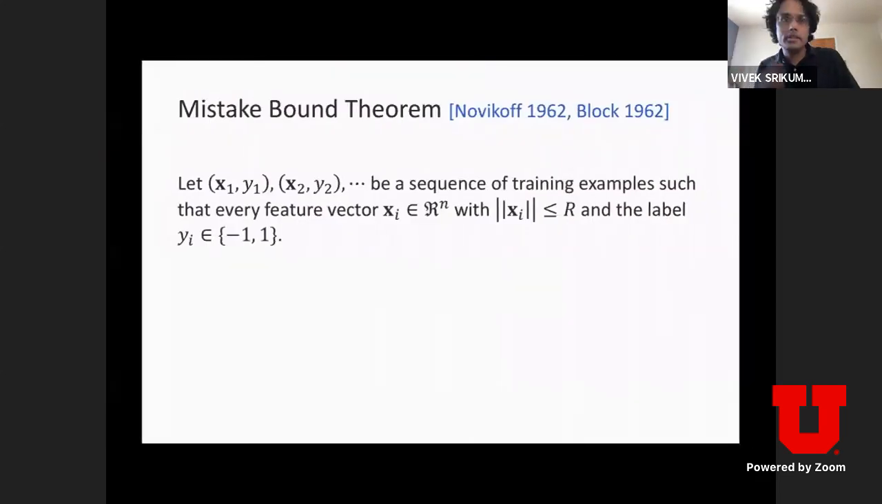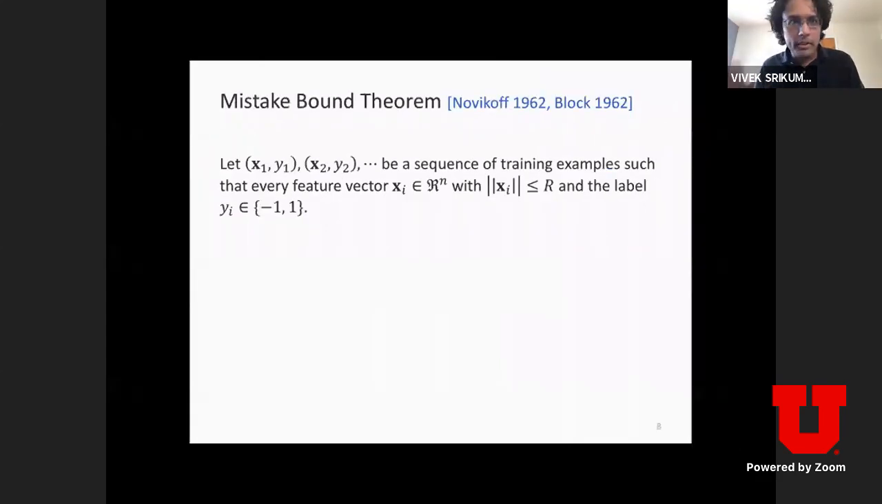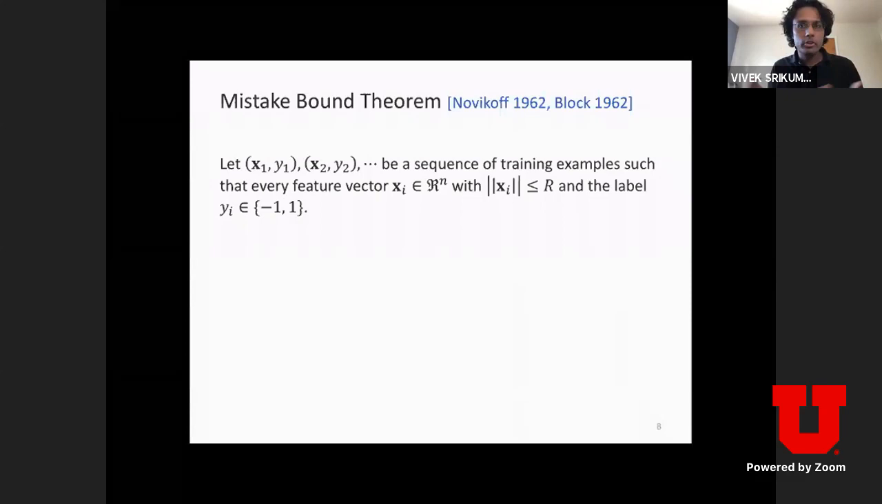So given this definition, we can now start to look at the mistake bound theorem. The perceptron mistake bound theorem was almost simultaneously invented or discovered, I'm not sure, by two people, Novikoff and Block.